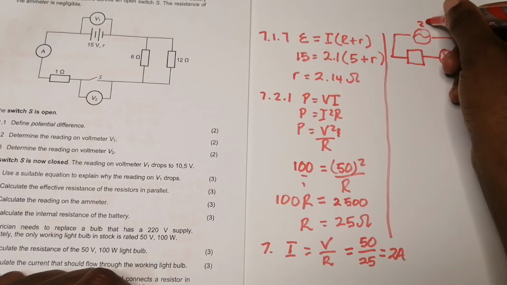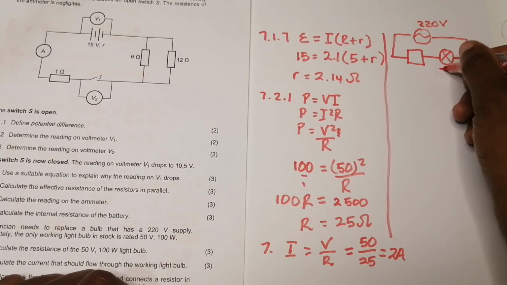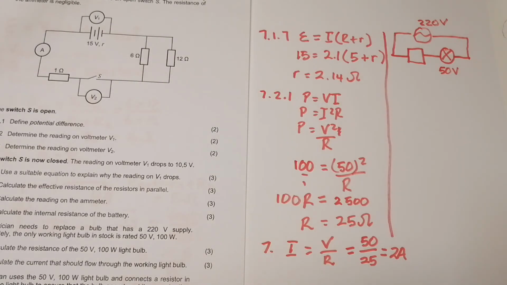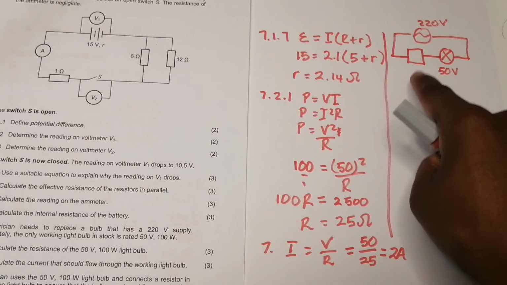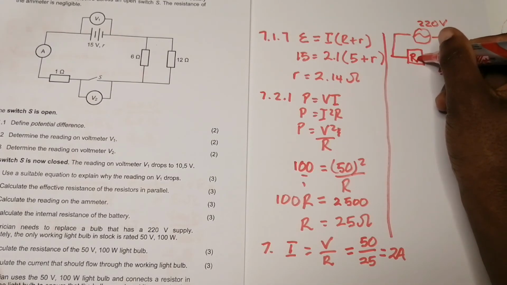So our supply is 220 volts, but I want this light bulb to operate at 50 volts. So I need to make sure that I connect this light bulb in series, so that the voltage drops there. Remember that when you connect a resistor in series, you divide the voltage, and the current remains the same across your resistors, but it will increase the effective resistance of your circuit, and it would actually decrease the current. So we want to know what should be the value of this resistor over here.